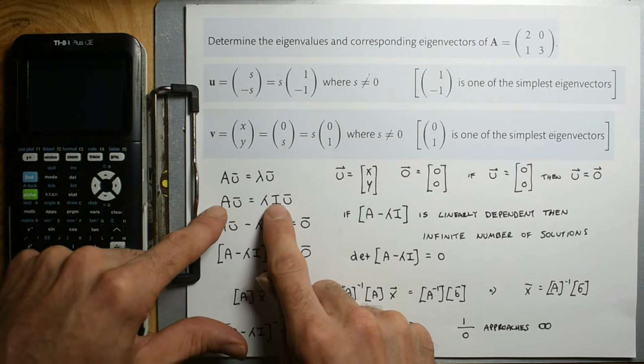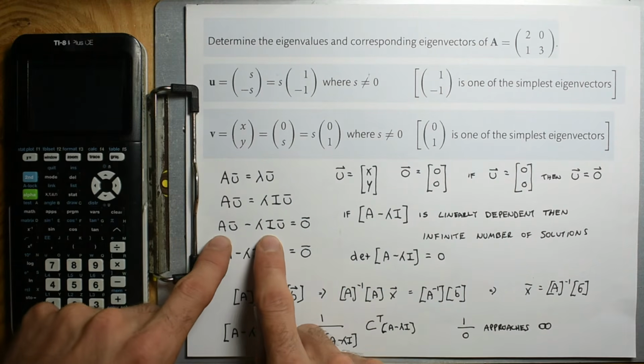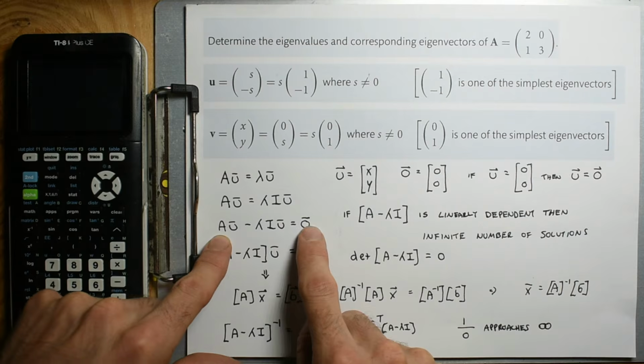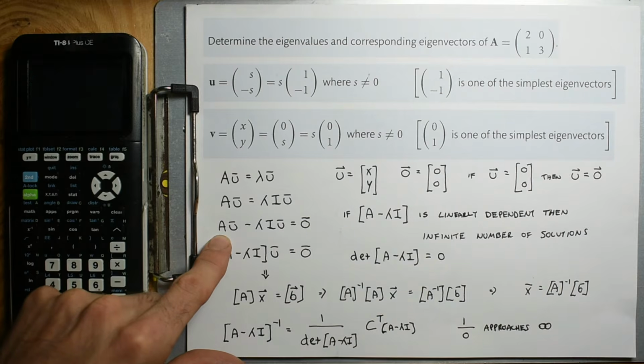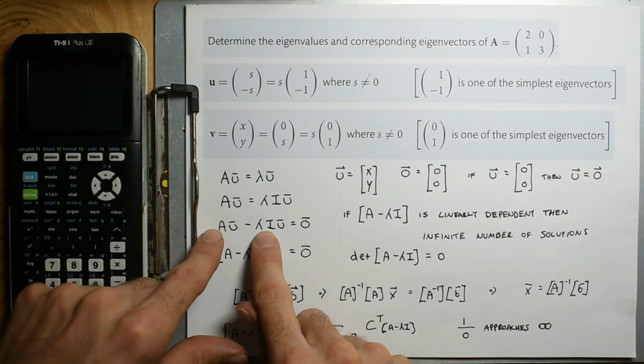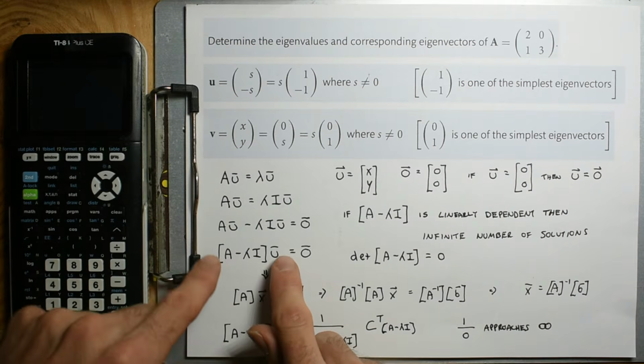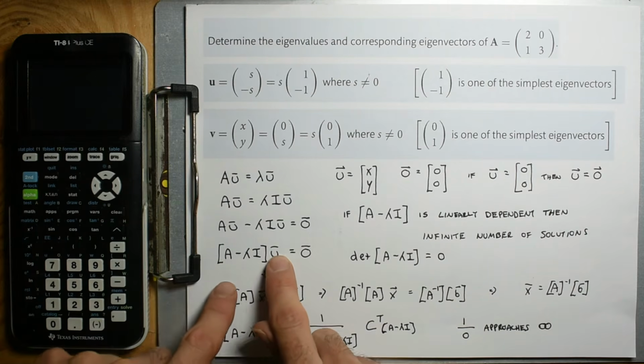Now what I can do is subtract both sides by this value, you know what I mean? Just get this to the other side by just subtracting it. And then I'm left with the 0 vector over here. And I can factor out the matrix portion. I have a matrix times a vector minus a matrix times a vector. The same vector, so the vector factors out.